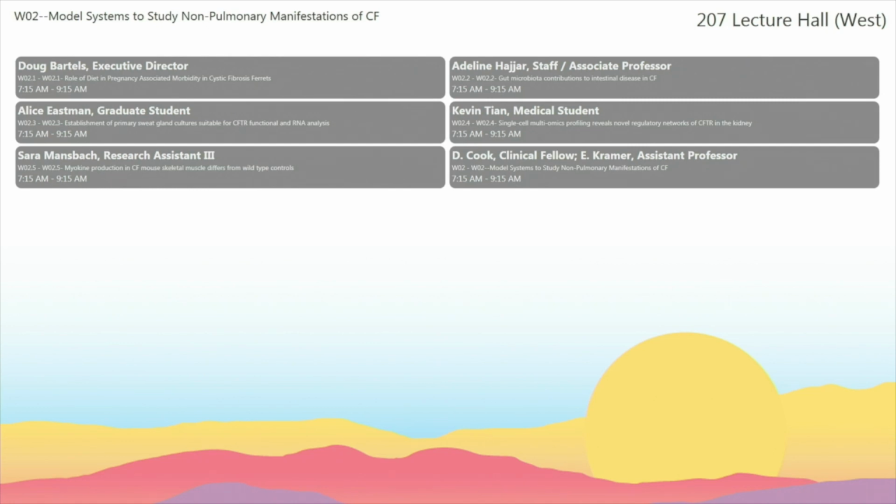So our final speaker of the session is going to be Sarah Mansbach, who's coming from Case Western Reserve University as part of the scientific staff there in the Department of Genetics and Genome Sciences. She'll be telling us how myokine production in CF mouse skeletal muscle differs from the wild-type controls.